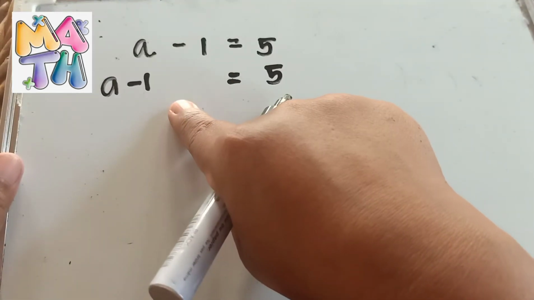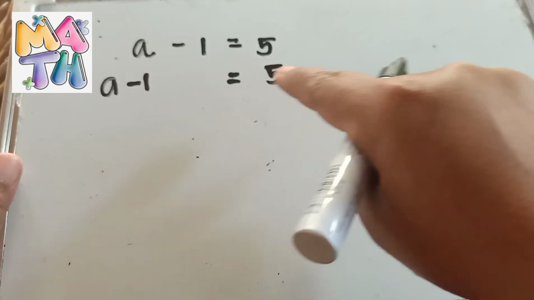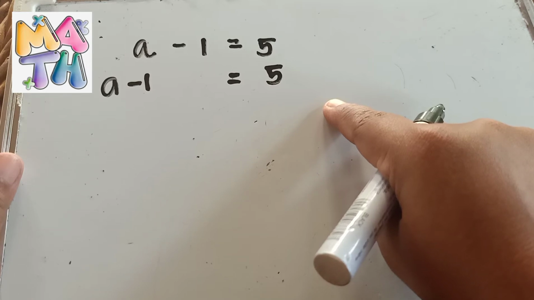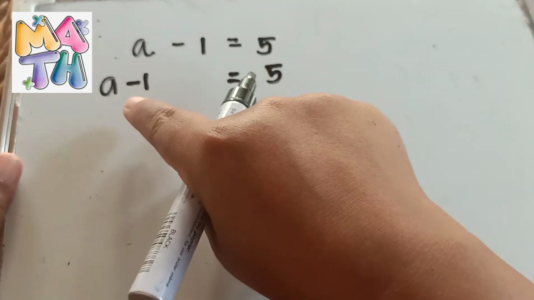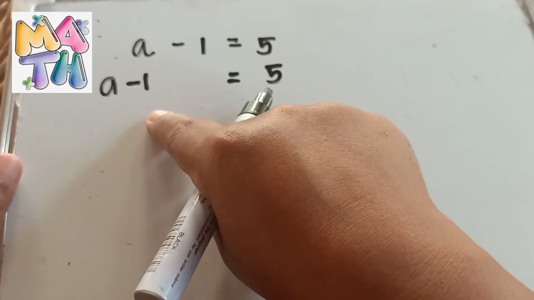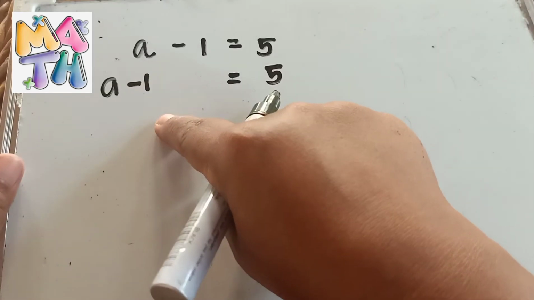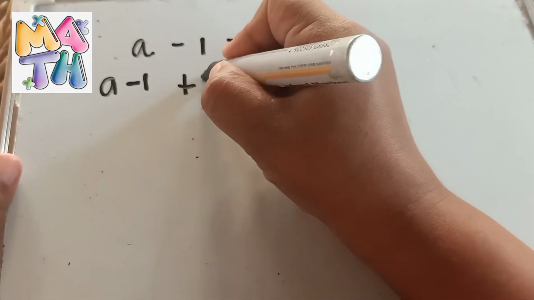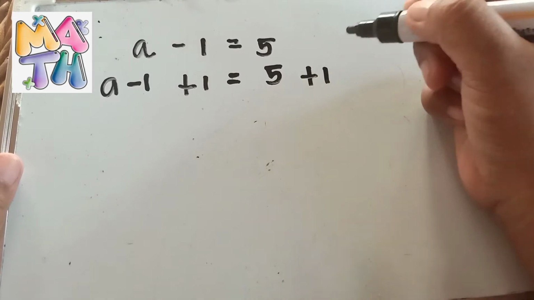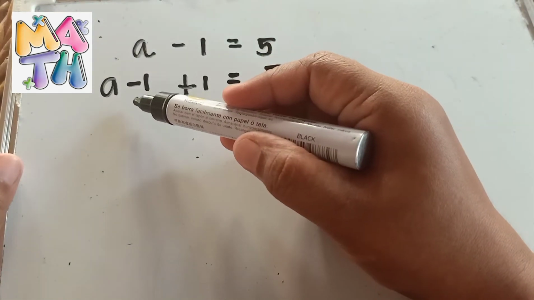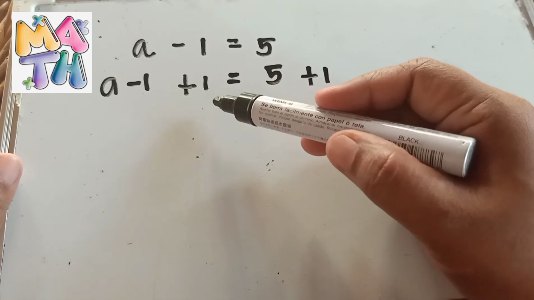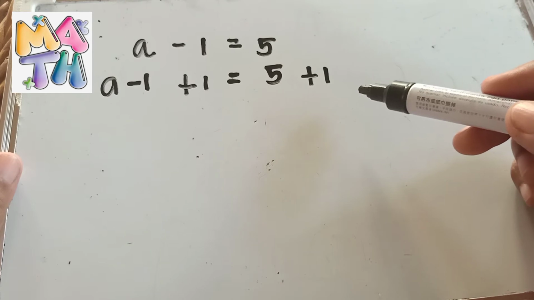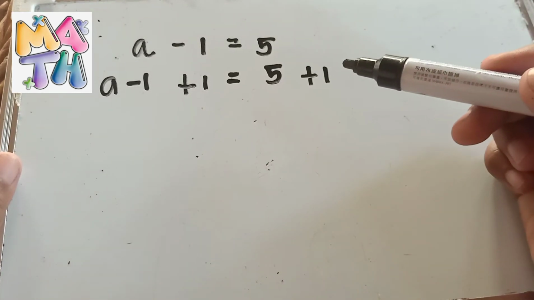I intentionally leave a space on both sides of the equation because we are going to do the inverse of the given equation. So, since negative 1 is added to a, or 1 is subtracted from a, we are going to add 1 on both sides of the equation. Again, since this is minus 1, we are going to add 1, not only on one side, but also on the other side of the equation. What is our goal here?